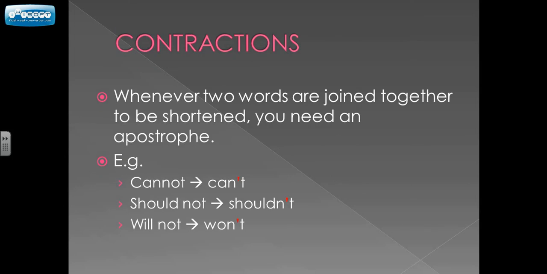Now, contractions, as you may or may not know, are when two words are joined together in order to be shortened, and in those cases you need an apostrophe. So for example, if you say cannot and then change it to can't, you need that apostrophe to replace those missing letters. Same with should not becomes shouldn't to replace that missing O, and then will not becomes won't, and for the same reason. You're just substituting letters with an apostrophe.